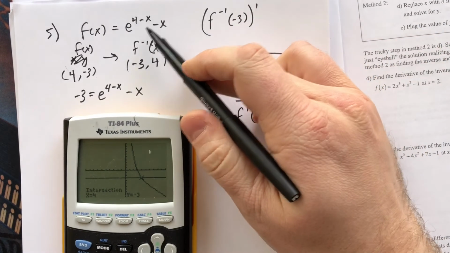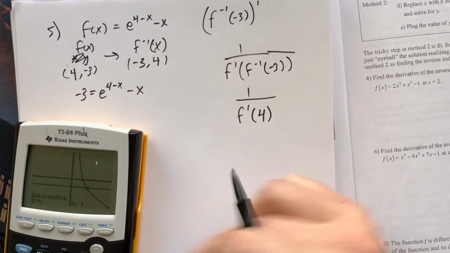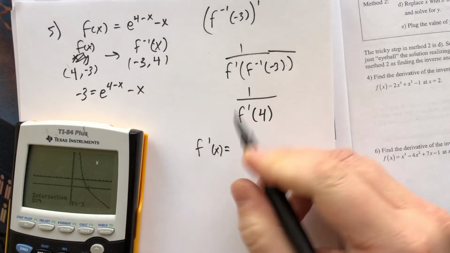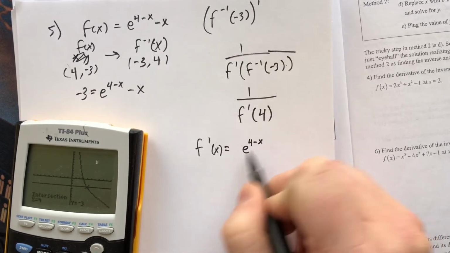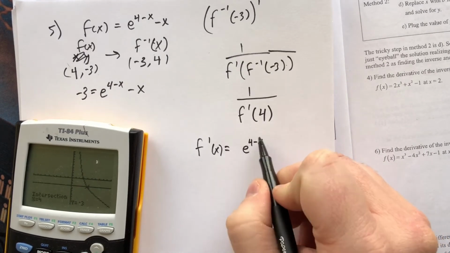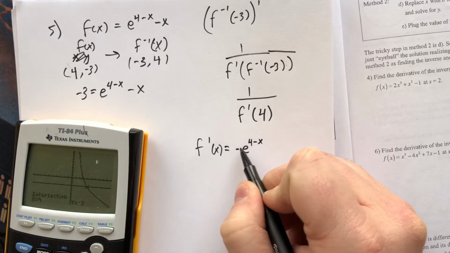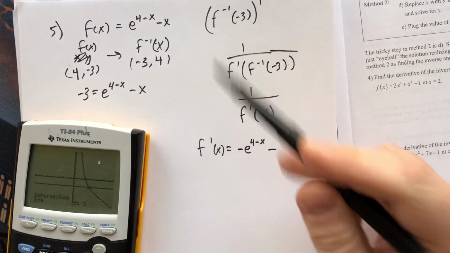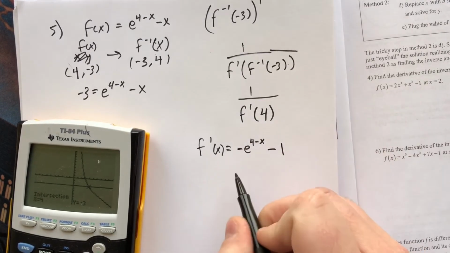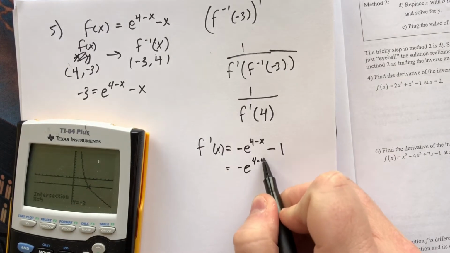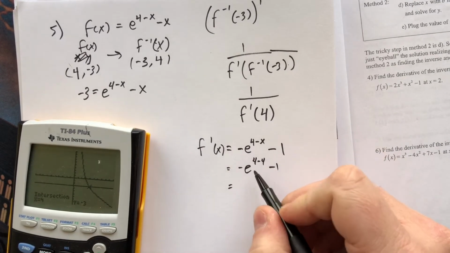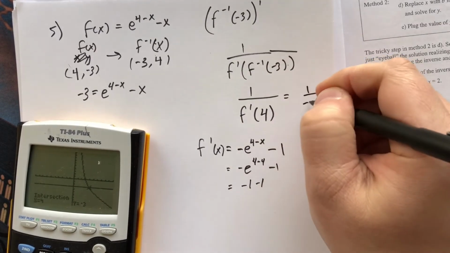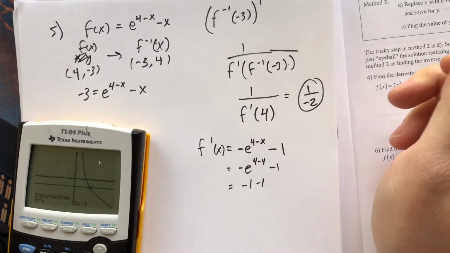So now I just have to find f prime and plug in 4 to it. Well, let's see. F prime of x is equal to, remember that the derivative of e to the x is just e to the x, so it just stays the same. But then I'm going to multiply by the derivative of the exponent, which is what, -1? So I'll just call that negative e to the 4 minus x, then minus the derivative of x is 1. Now I'll plug in 4. That's e to the 0. Negative e to the 0 is -1 minus 1. I get -2. So we get -1/2 for our answer here.